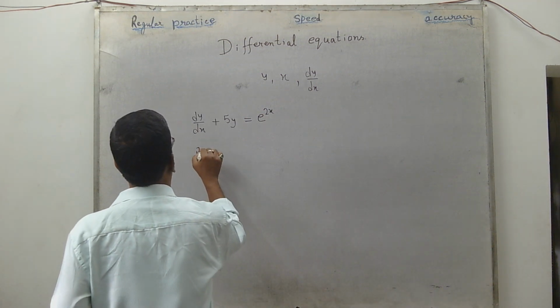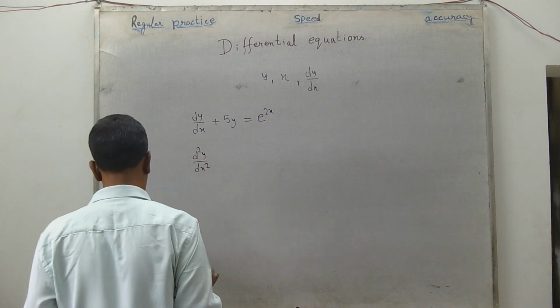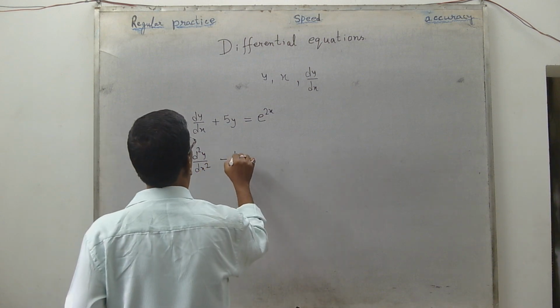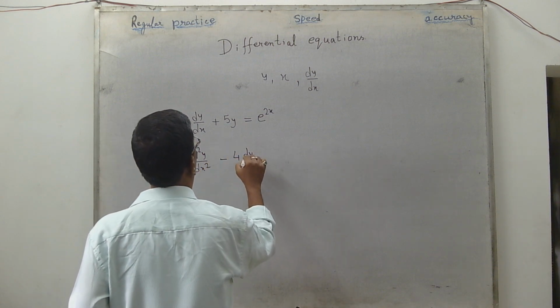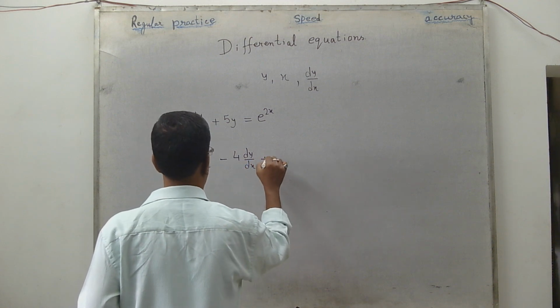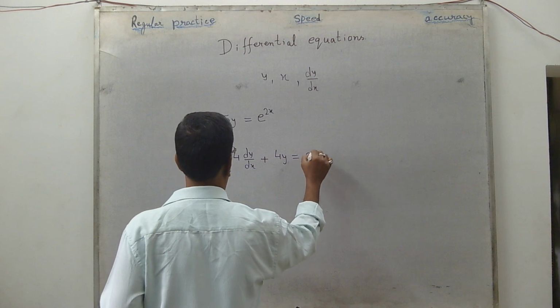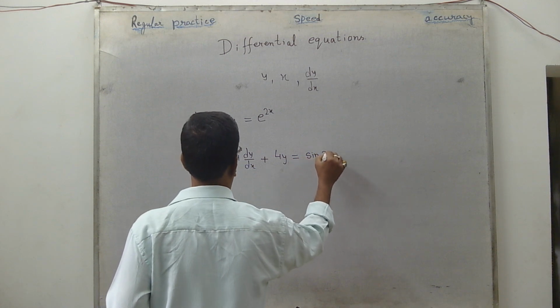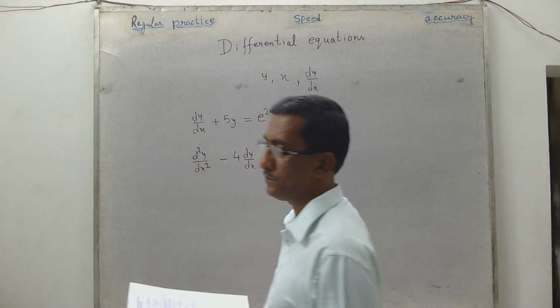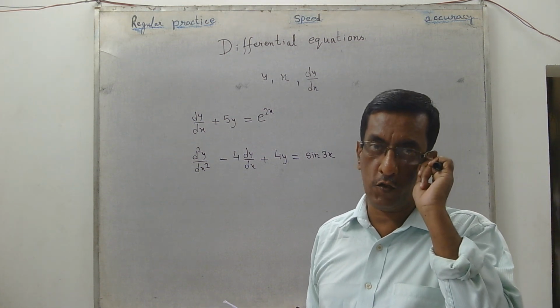d square y by dx square minus 4 dy by dx plus 4y equal to sin 3x. This is also a differential equation.